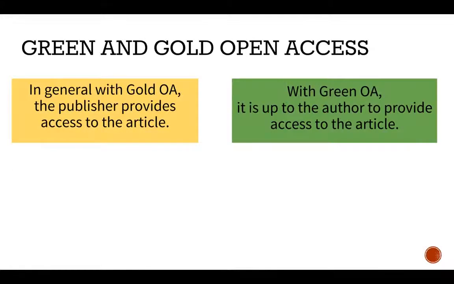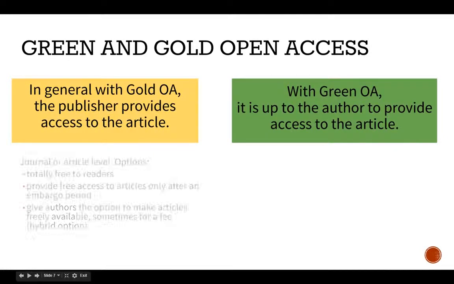In general, 2 terms you might see applied to open access are green and gold. These color codes refer to which party is responsible for making the article openly available. In gold open access, the publisher provides access to the journal.